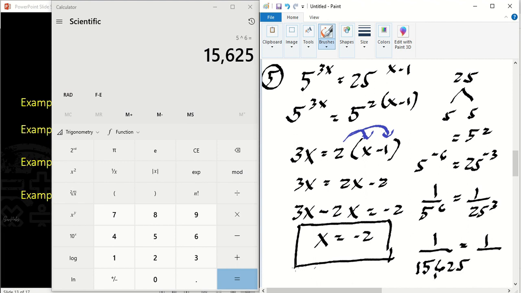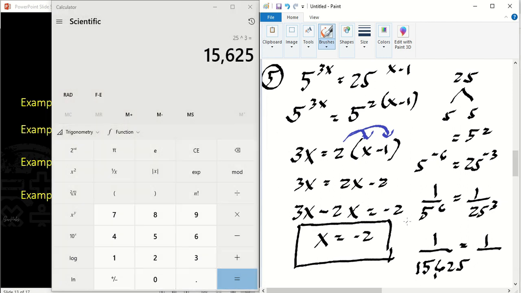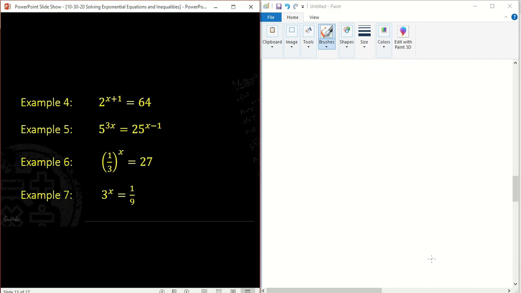Yan, yung 25 to the third naman. So, 25 exponent 3. So, 15,625 din. So, 15,625. Okay, so magkamukha. So, therefore, tama yung sagot. Okay, so, example 5. Next, example 6.